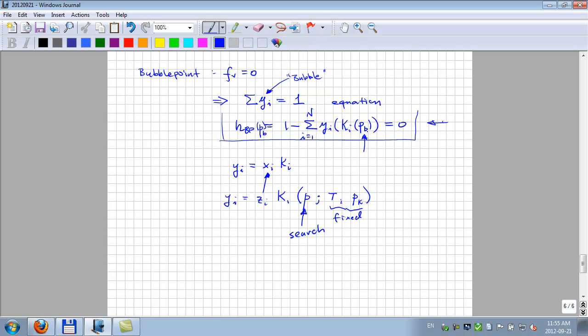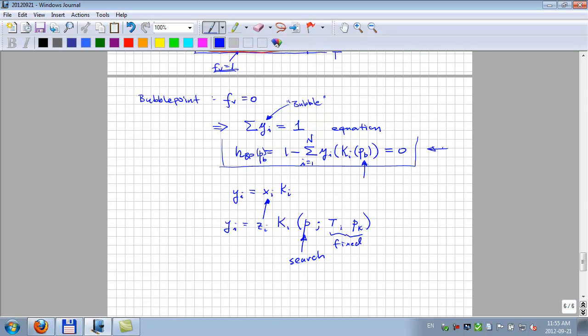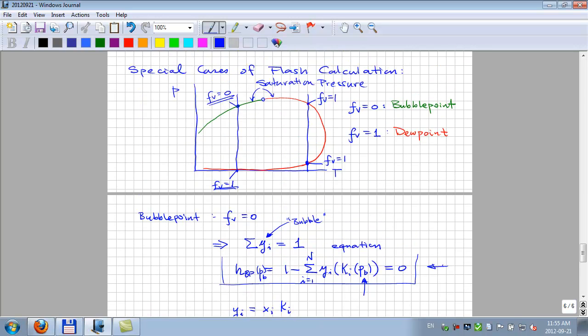And you'll only find one solution, because the phase diagram should always look like this. And what's at the bottom, the lower saturation pressure, will always be a dew point.